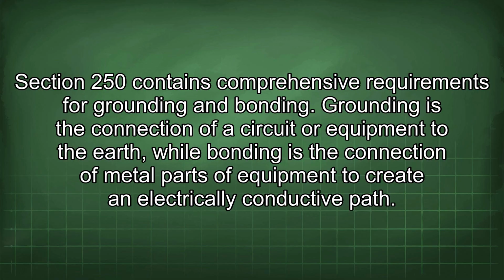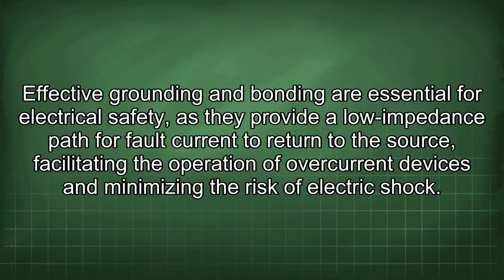Section 250 contains comprehensive requirements for grounding and bonding. Grounding is the connection of a circuit or equipment to the earth, while bonding is the connection of metal parts of equipment to create an electrically conductive path. Effective grounding and bonding are essential for electrical safety, as they provide a low impedance path for fault current to return to the source, facilitating the operation of overcurrent devices and minimizing the risk of electric shock.